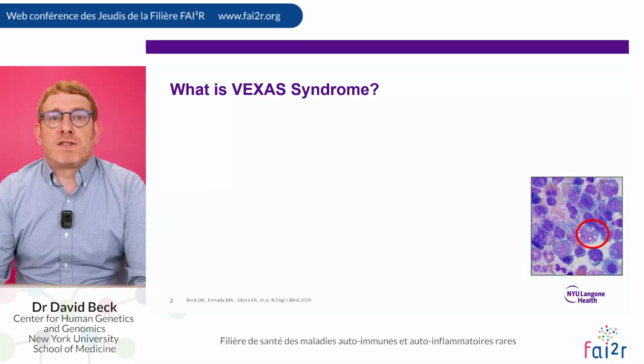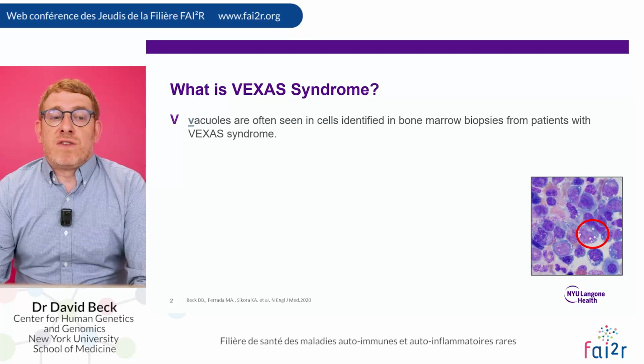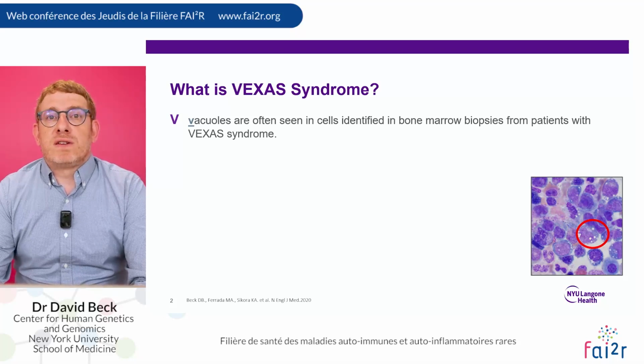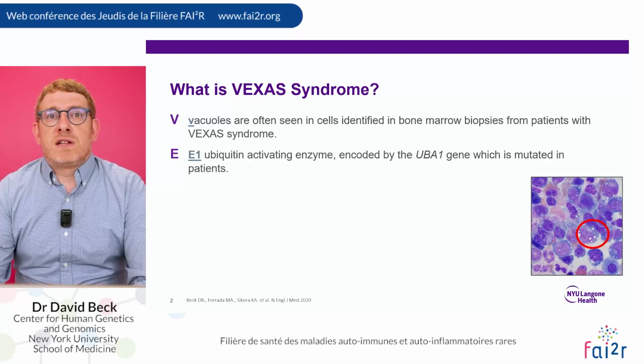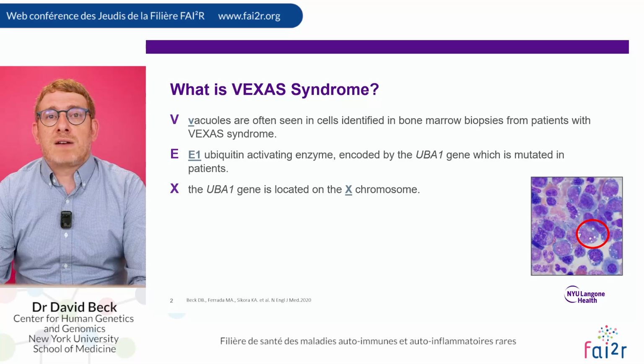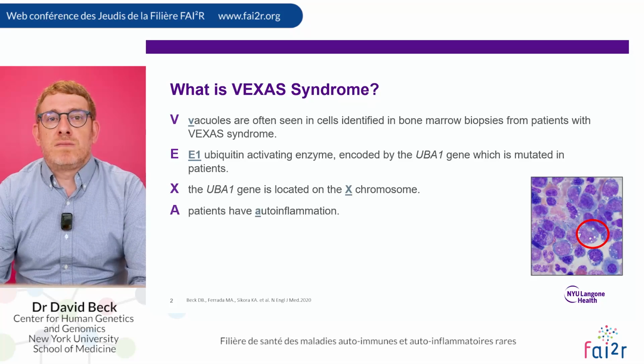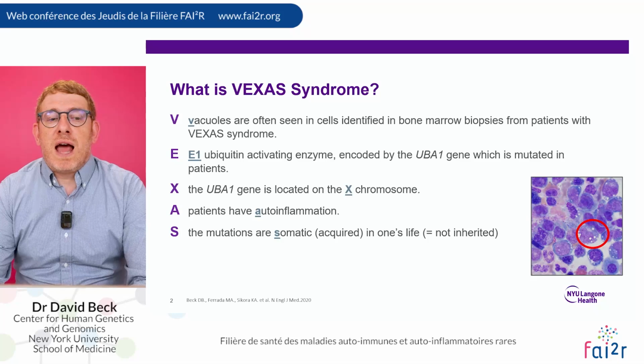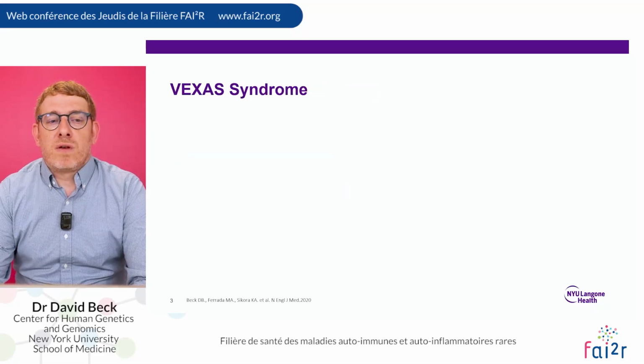So what is Vexas syndrome? The V in Vexas stands for vacuoles that are often seen in the cells identified in the bone marrow, usually the early erythroid and myeloid precursors. E stands for E1 ubiquitin activating enzyme encoded by the gene UBA1, which is what is mutated in patients with Vexas. X because UBA1 is an X-linked gene. A because patients have auto-inflammatory symptoms. And S because the mutation is somatic or acquired in one's life.